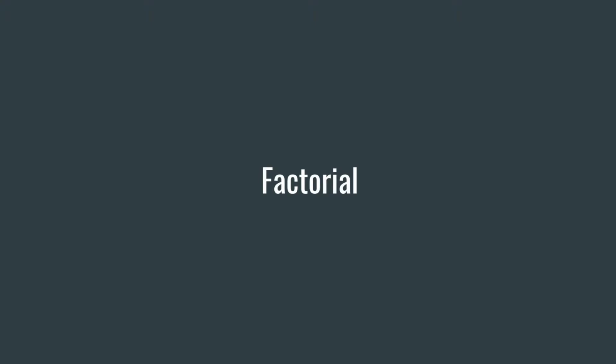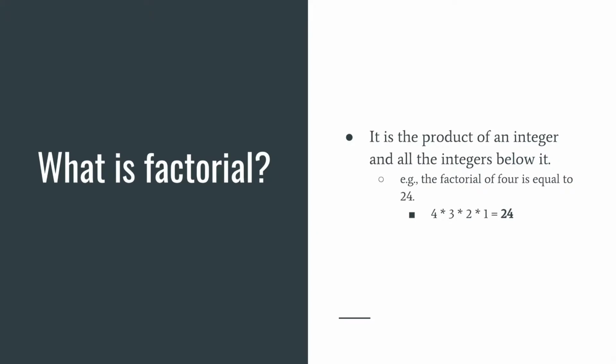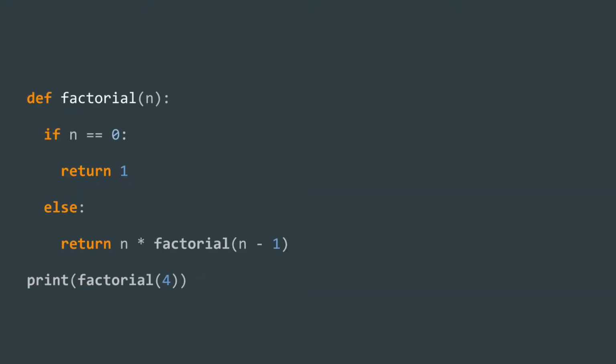So let's look at the factorial example. This is probably one of the easiest ways to look at recursion and to understand it. So factorial is the product of an integer and all of the integers below it. So the factorial of 4 is equal to 24 because 4 times 3 times 2 times 1 is 24. So here we have a recursive function, and we introduced this new syntax using if-else statements. And we'll talk about this in just a second.